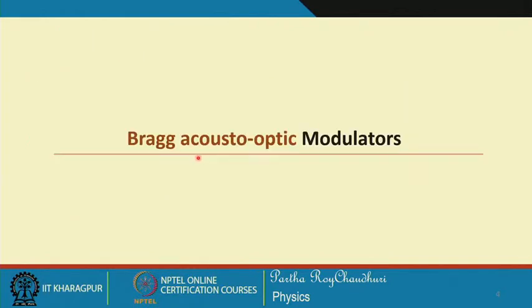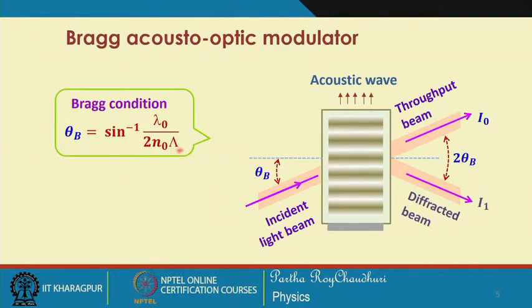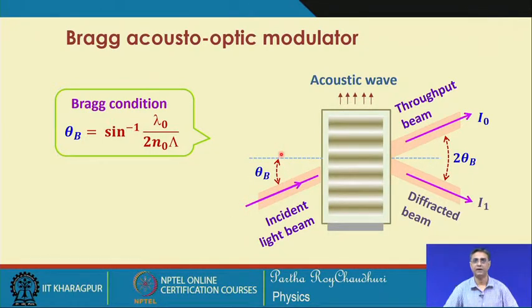So, let us begin with the Bragg condition, that is theta b equal to sin inverse of lambda 0 by twice n 0 capital lambda, and the basic configuration is the same: you have an optical beam incident at the Bragg angle. There will be a through beam in the absence of any acoustic field, and there will be a diffracted beam when the acoustic frequency is there, and that satisfies the Bragg condition of this angle theta b.